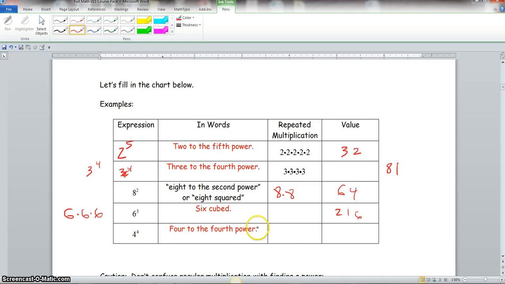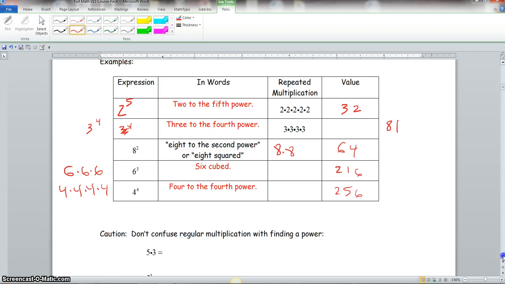So I'm going to write it here, and you know it goes in this box here. So we'll write 4 times 4 times 4 times 4. Now we're going to multiply. 4 times 4 is 16, times 4 is 64, times 4 is 256. So this will give us 256. Okay, now we filled in the box.